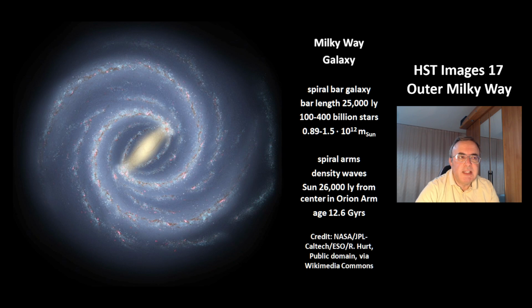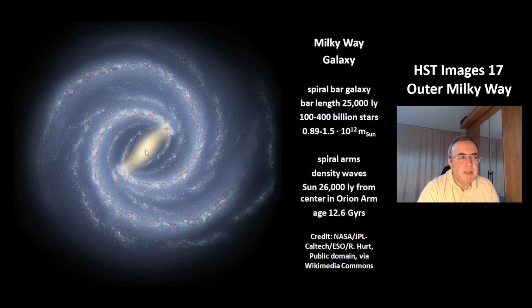The Milky Way contains 100 to 400 billion stars. Total mass is somewhere between 0.89 to 1.5 billion solar masses. And you can see the big spiral arms, which are density waves.